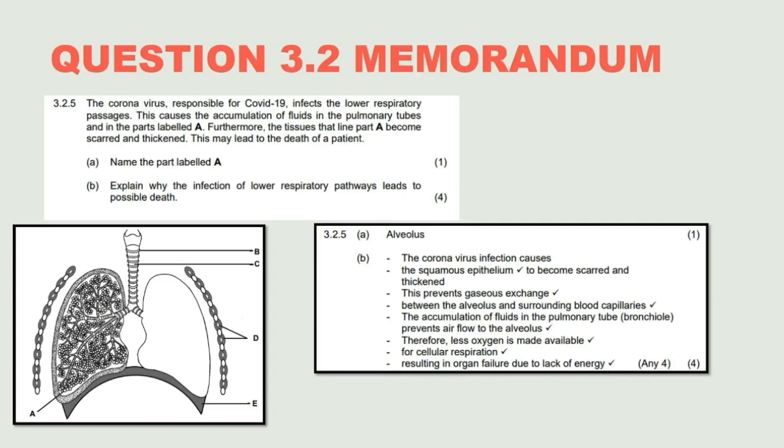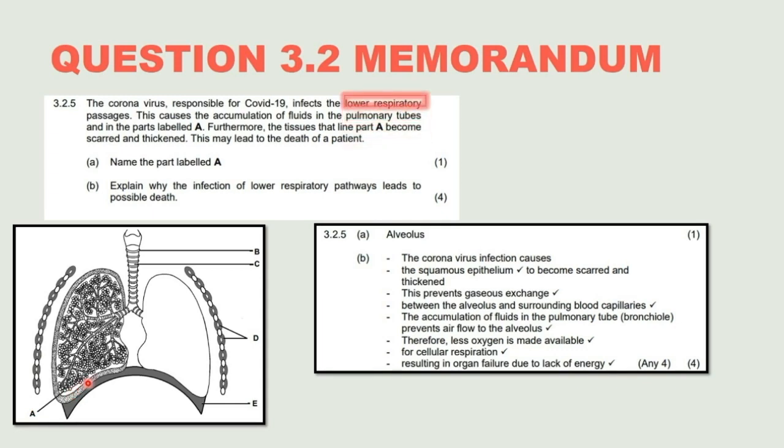So let's look at the last section of 3.2's memorandum. Question 3.2.5 said that we had the coronavirus that is responsible for COVID-19. It affects the lower respiratory passages. So fluid will accumulate in our pulmonary tubes, and it will also cause accumulation of fluid in label A. If we go back to our little diagram over here, you will see that label A refers to the alveoli.